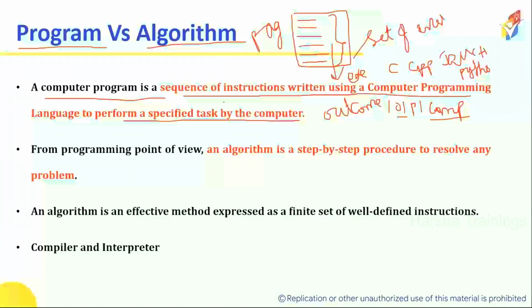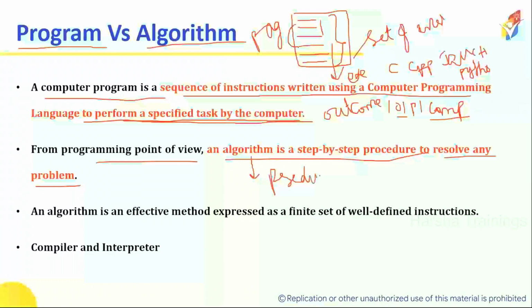Once again, I'm repeating: a computer program is a set of instructions. They may be executed sequentially or they may execute out of order, but they are going to perform a specified task by the computer. From the programming point of view, what is an algorithm? An algorithm is a step-by-step procedure to solve any problem. But we are going to write the algorithm in pseudocode.